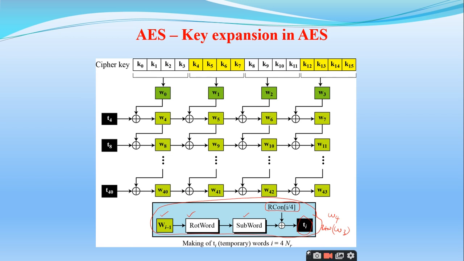Clear? So the round constant is exclusive OR with the output of subword, or substitute word, to get the final one.